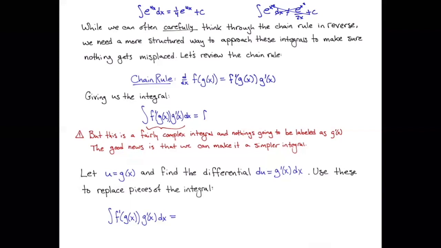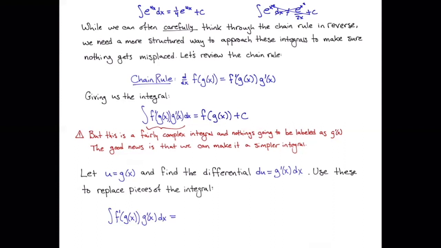Right, so that tells us the antiderivative, the integral of f prime of g of x times g prime of x, is f of g of x plus c. But this left side might be a fairly complex integral, and nothing's going to be labeled. It's not going to tell you which part of it happens to be g prime of x. It's not going to necessarily have to sit at the end.